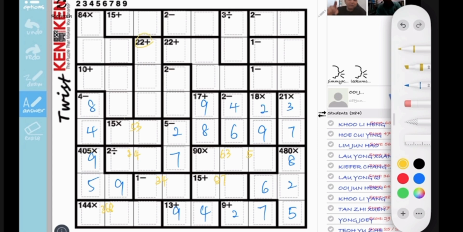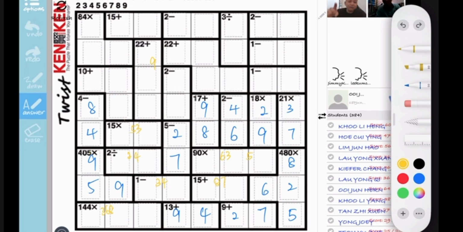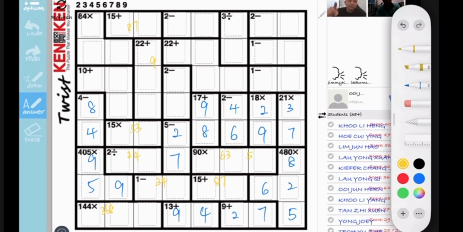And then for the 22 plus here, we must use a 9 because 8 plus 7 plus 6 can only get 21. Okay, so here must be a 9. And since for this 15 plus, we have 9 and 9 here, we can only use 8 and 7 for this 15 plus.